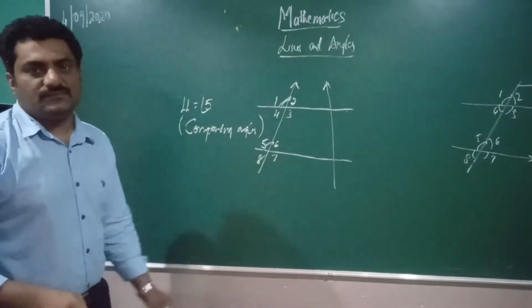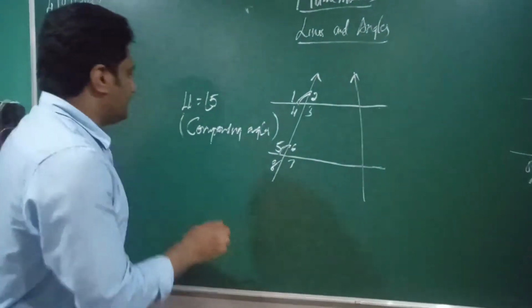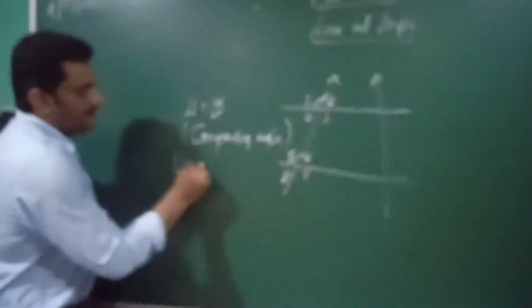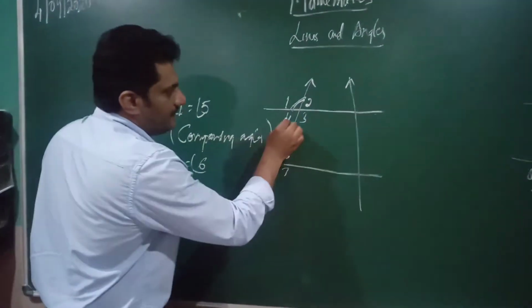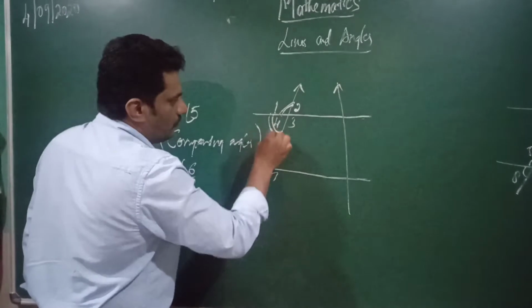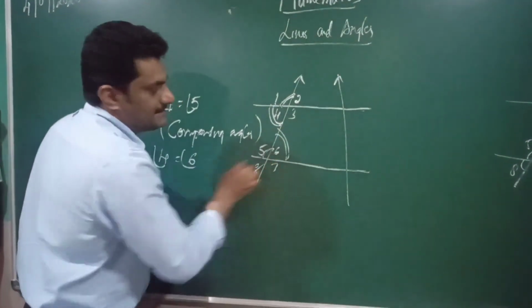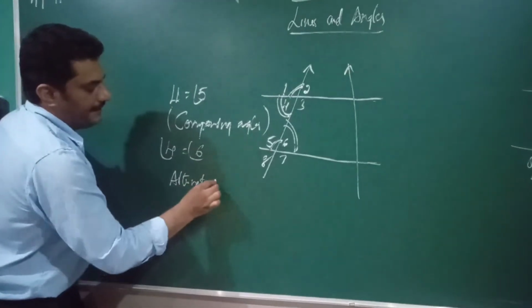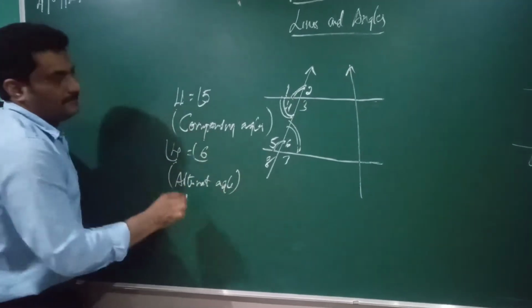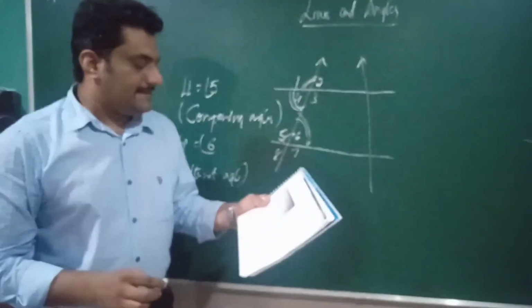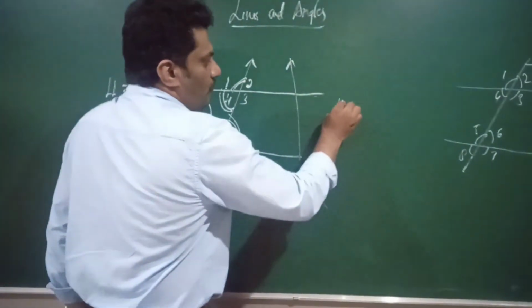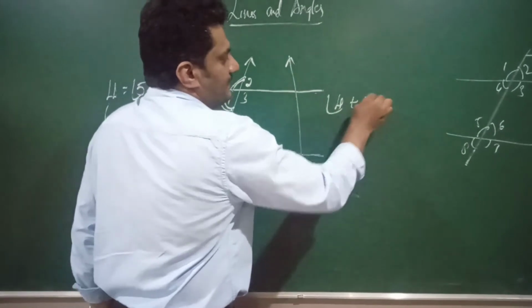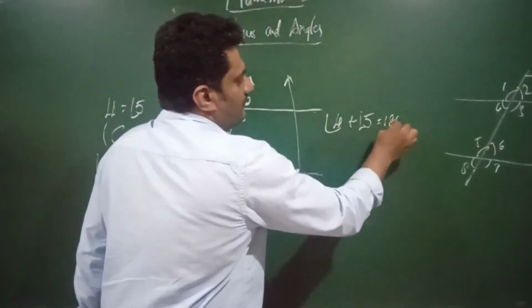These are corresponding angles. In the second one, they have asked angle 4 is equal to angle 6. If you see these two angles, angle 4 and angle 6, what are these two angles? Alternate angles.